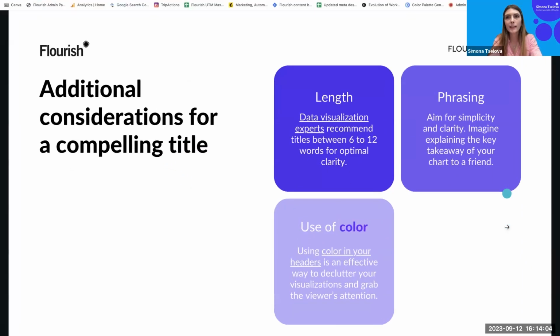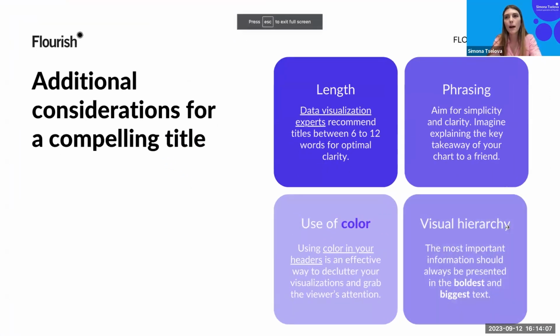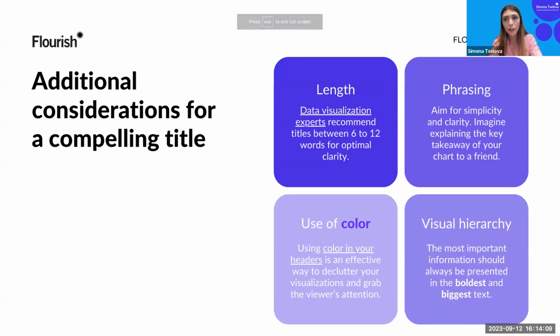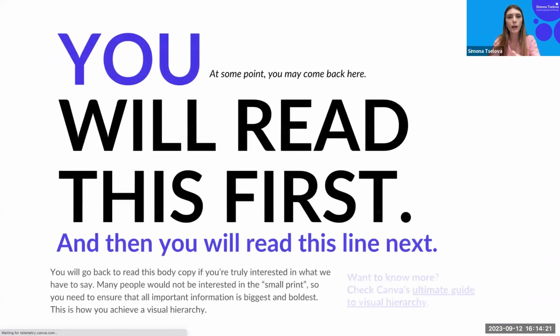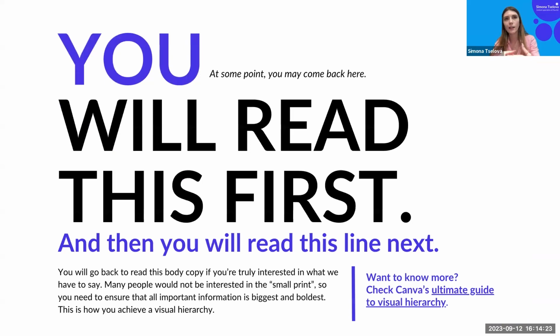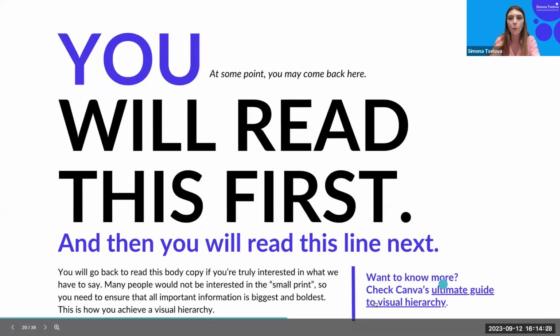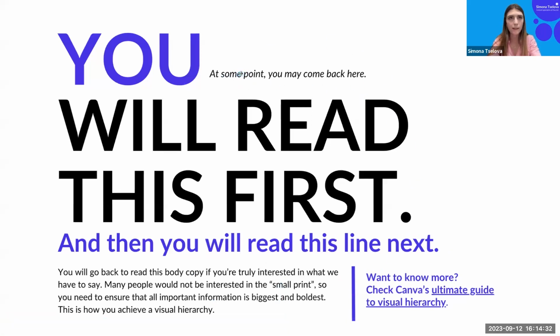And last but not least, I just want to finish by focusing on visual hierarchy. As mentioned, this is a design principle which states that the most important information should always be presented in the boldest and the biggest text. I'm pretty sure that this is something you've all seen before: you will read this first, and then your eyes come here, and then they might wander around here or there. And at some point, you might actually read this final sentence.